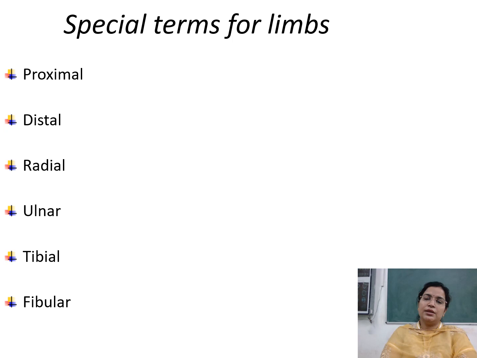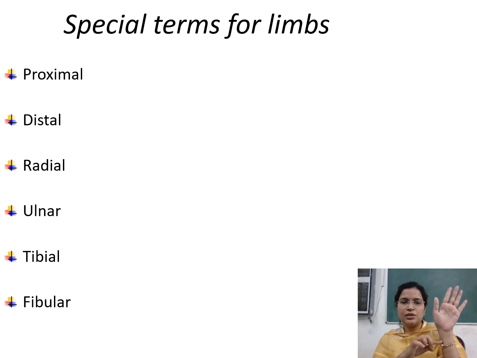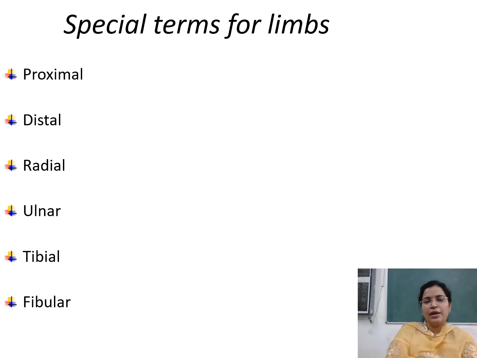Now radial means, suppose this is the radial border of the forearm. And on this side, this is the ulnar border of the forearm. So this is the radial border of the forearm and this is the ulnar border of the forearm. Ulnar border is medial and radial border is lateral. Now what are tibial and fibular in the lower limb? Tibial border is the medial border of the leg and fibular border is the lateral border of the leg.